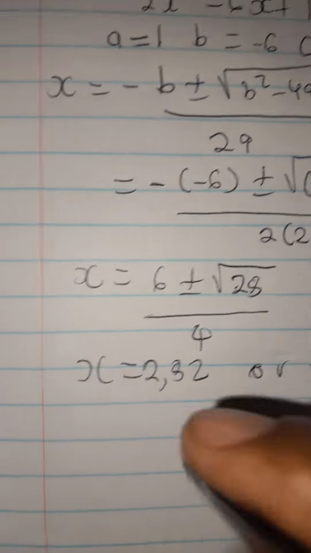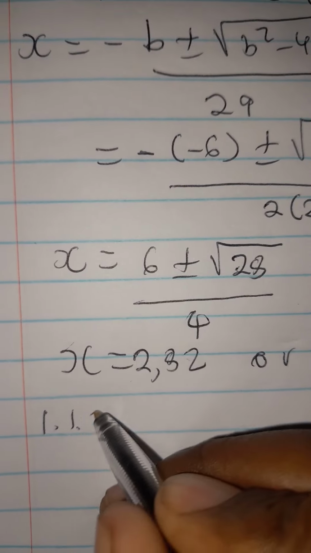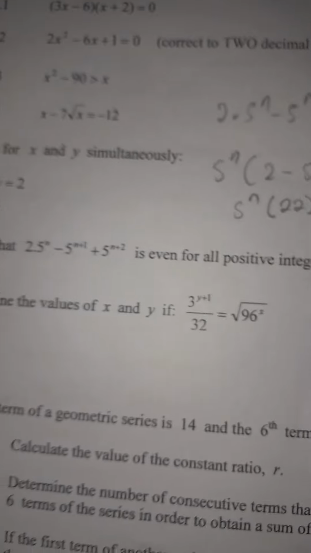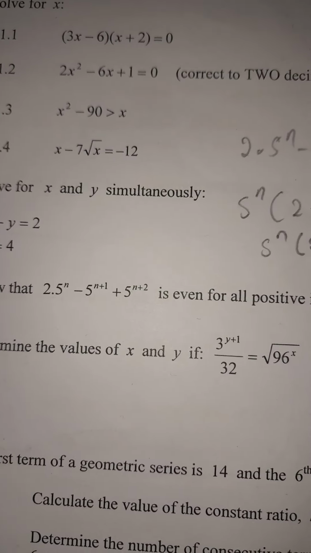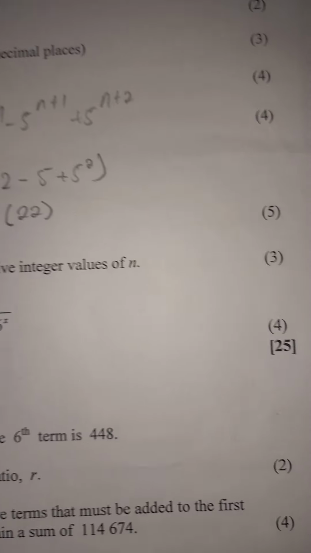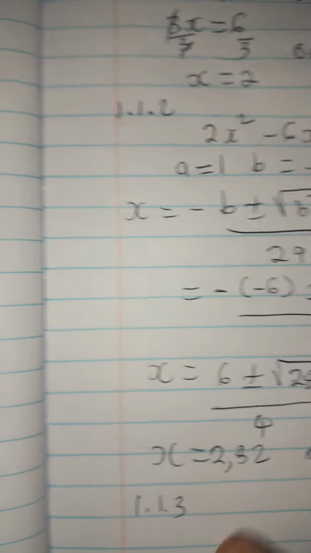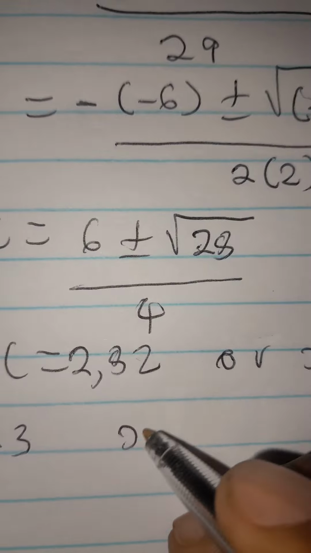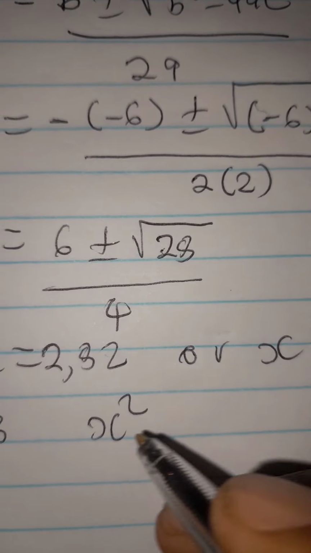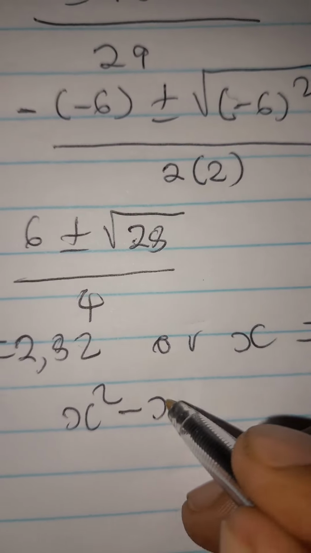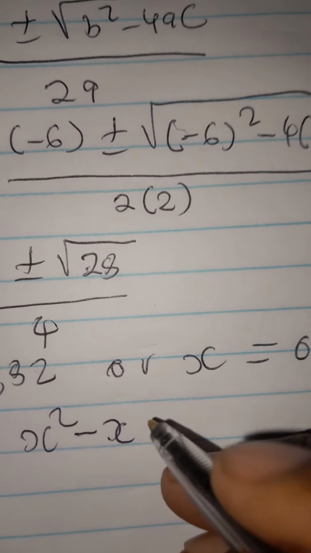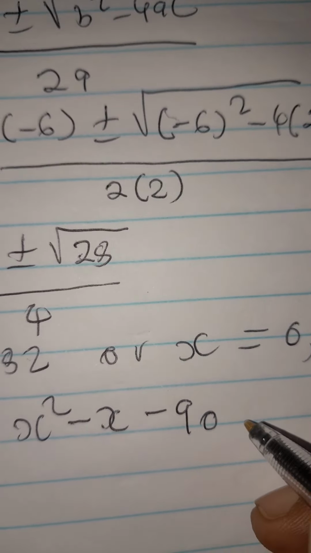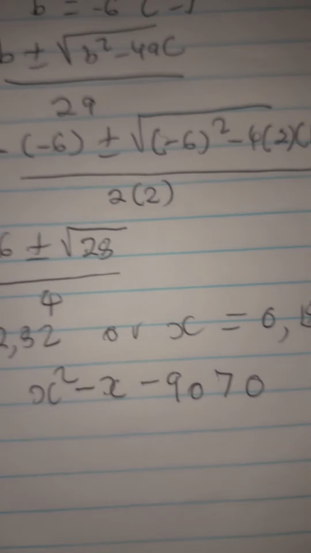Right. So now let's go to 1.1.3. It's an inequality: x² - 90 > x. It's worth 4 marks. So when you are here, you need to write this in standard form. Take x to the other side. It will become x² - x - 90 > 0.